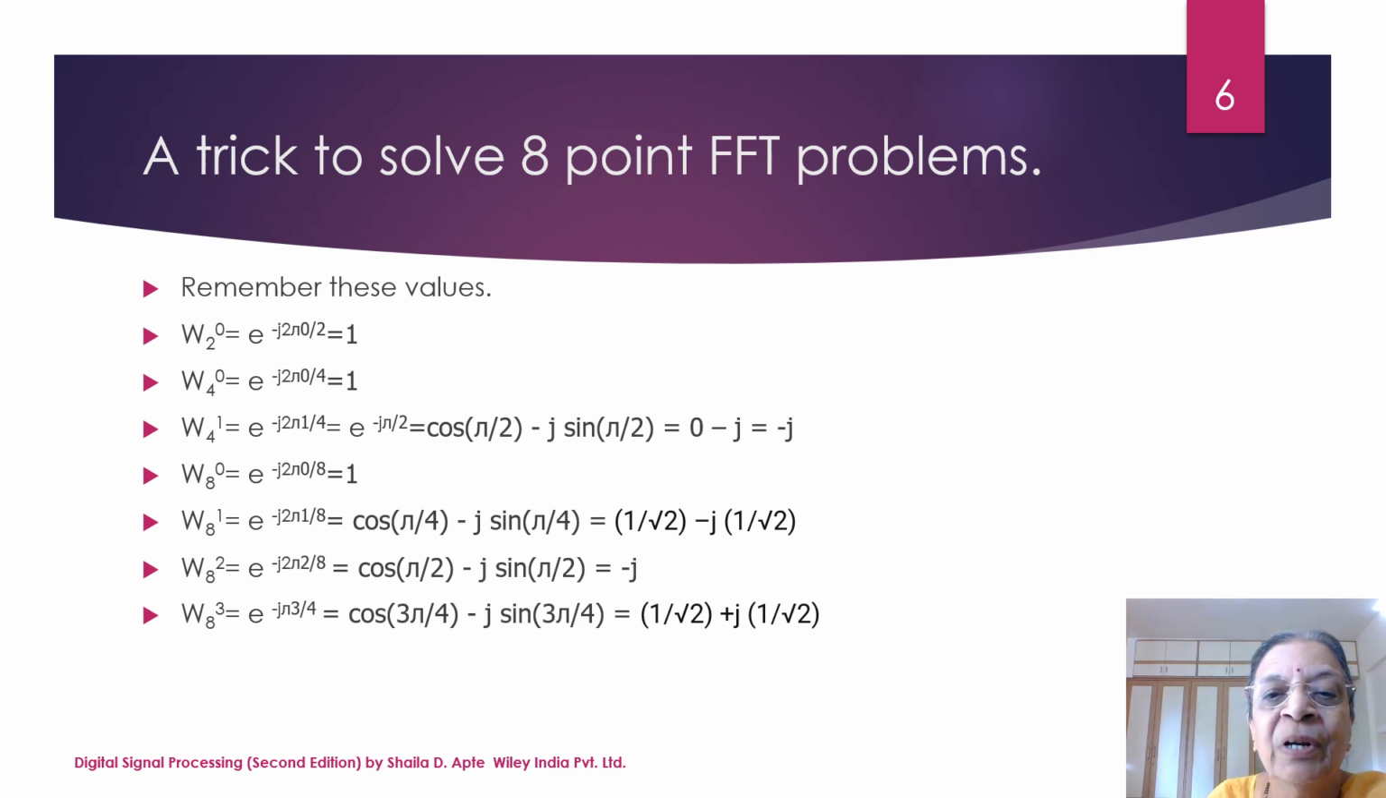So this is how we are supposed to compute it. This is cos of pi by 2, sin of pi by 2. We have to substitute and get the answer. So this is how we have to do it for W8 raised to 1, W8 raised to 2 and W8 raised to 3 as well. But if you just remember these points, the computations will be further very easy for you.